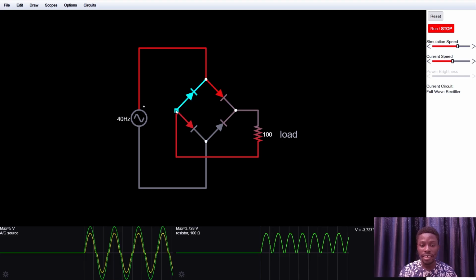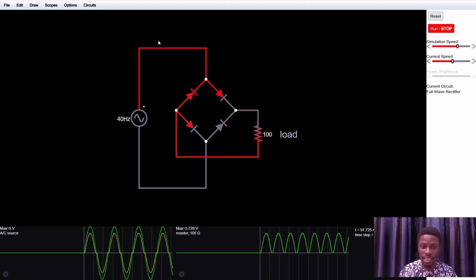So when it gets here, this place will be at 6 volts, this place will be at 7 volts, thereby making this diode reverse. The voltage here at the cathode is greater than the voltage here at the anode. So the current will not flow in this direction. It will rather flow in this direction and then flow back through this to complete a full circuit.